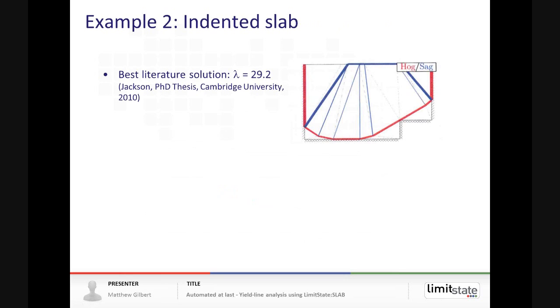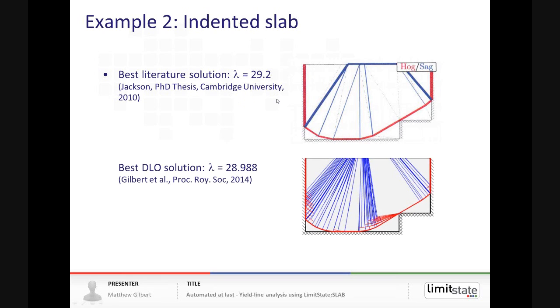Slightly more practical problem next. We've got an indented slab with both fixed and simple supports. We've got a number of literature solutions for this problem. Most recently, probably the solution obtained by Jackson, where the load factor obtained was 29.2. We actually identified a better, improved solution, albeit one which is more geometrically complex, as you can see.